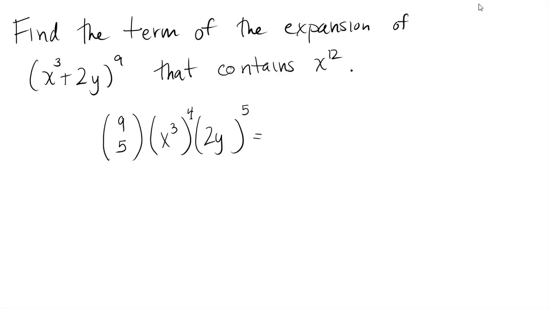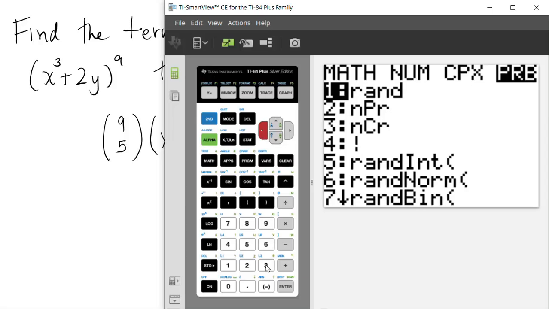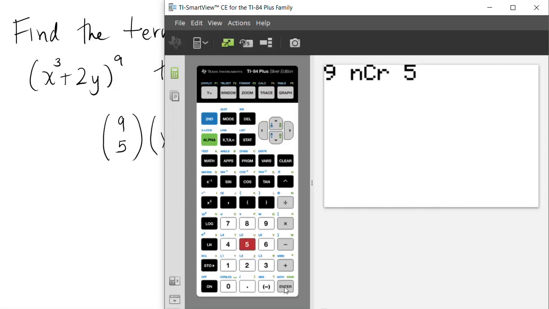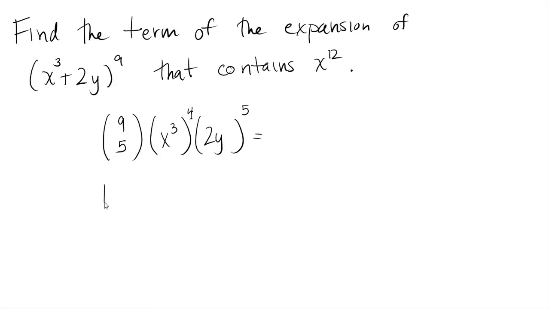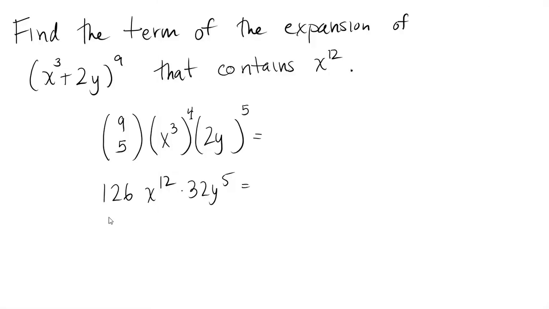My version of Pascal's triangle wasn't extended that far. Maybe you've already extended it to that row, but I haven't, so I'm going to use the calculator here. 9 math, scroll to probability, choice 3, choosing 5 objects. It's 126. X cubed to the 4th is x to the 12th. We needed that because we're looking for the term that contains x to the 12th. 2y to the 5th is 32y to the 5th. This is another calculation I can't do, so I need to take 126 times 32. That's 4,032. X to the 12th, y to the 5th, and now we have the term that contains an x to the 12th.